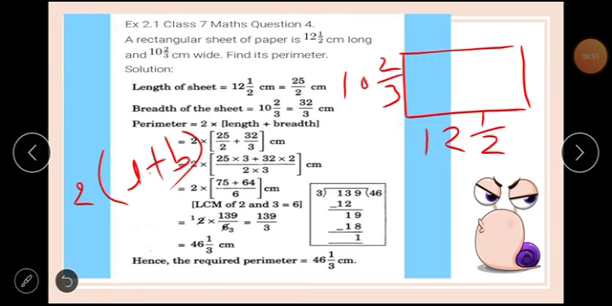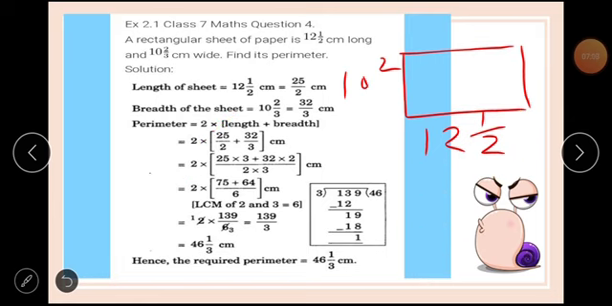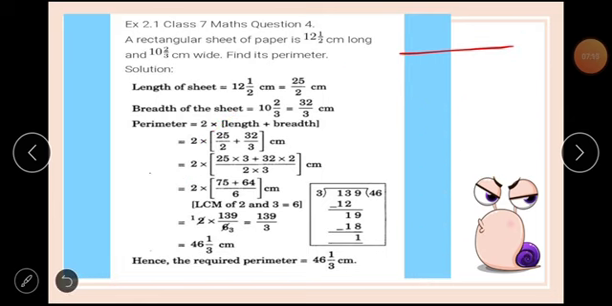So you will write down the values. First you will convert the mixed fractions into improper fractions. 12 2s are 24, 24 plus 1, you will get 25 upon 2. So you will write down 25 upon 2 here. And the next number is 10 3s are 30, 30 plus 2, you will get 32. So you can find its breadth also, 32 upon 3.